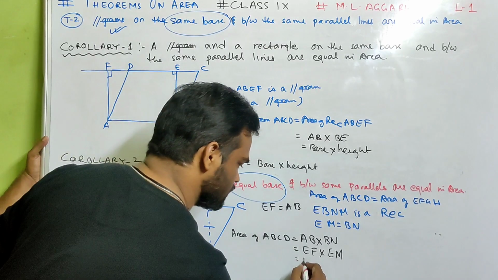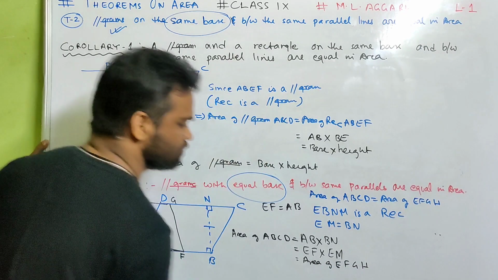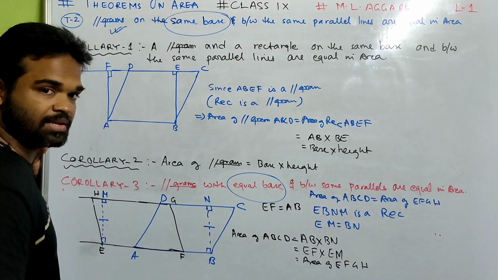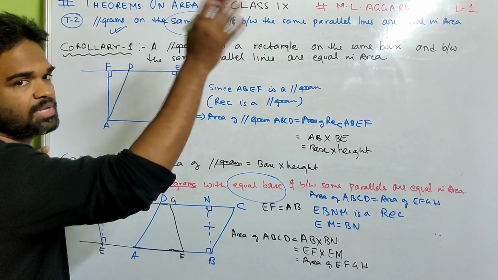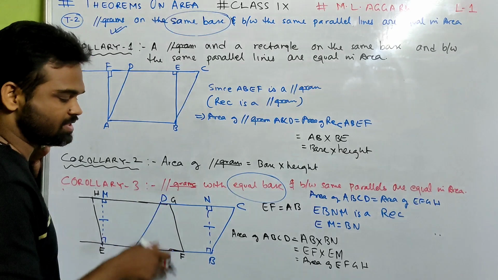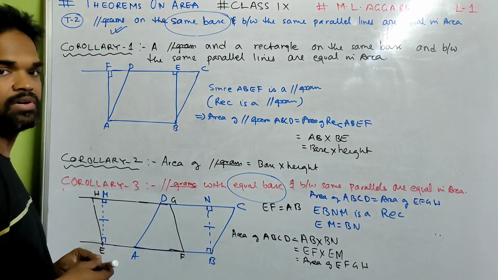So this is nothing but area of EFGH, which means both the areas are same, isn't it? Both the parallelograms have the same area. They have equal base, not same base. Same base is something else. Same base, equal base, and between same parallels. Done. Now let us see the converse.